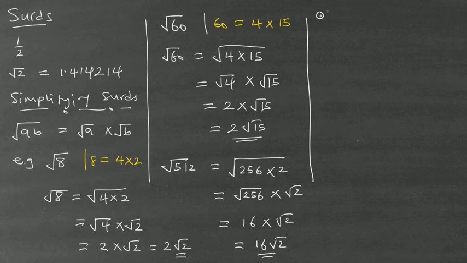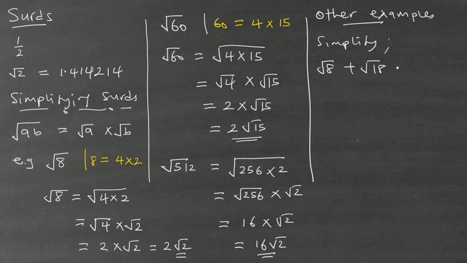For example, they can ask you to simplify a square root expression: simplify square root of 8 plus square root of 18 minus 2 square root of 2. How can we handle this? So what we do is simplify like we've been doing here.